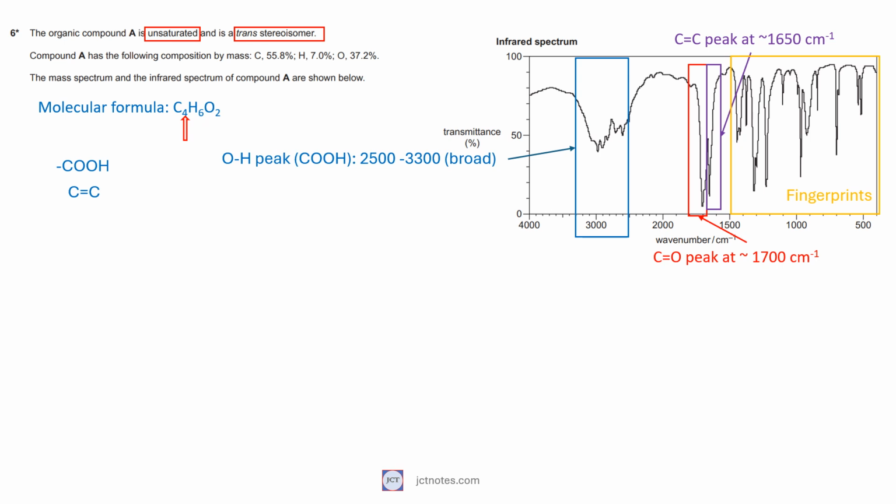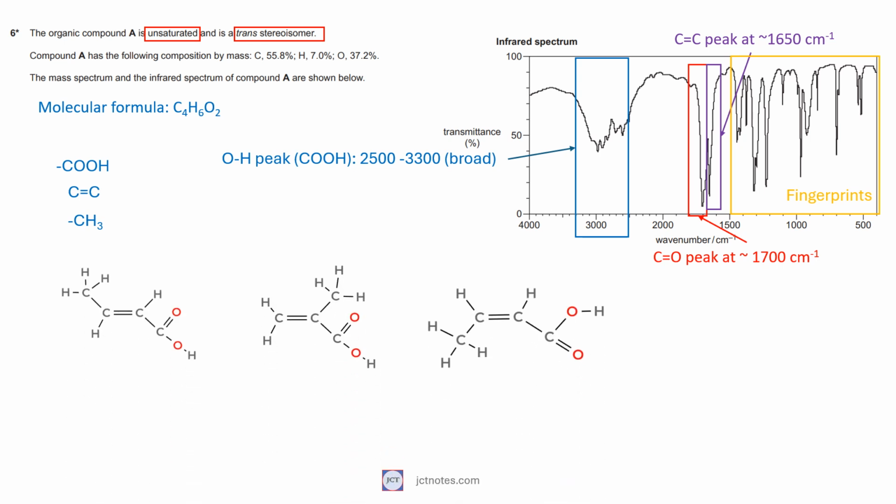The molecular formula indicates that we have 4 atoms of carbon, and we are using 1 for the carboxyl group and 2 in the double bond. We can suspect that the fourth one will be a methyl group, CH3. With this composition, there are a few options available, but as the compound is a trans isomer, the only viable option is the one on the left.